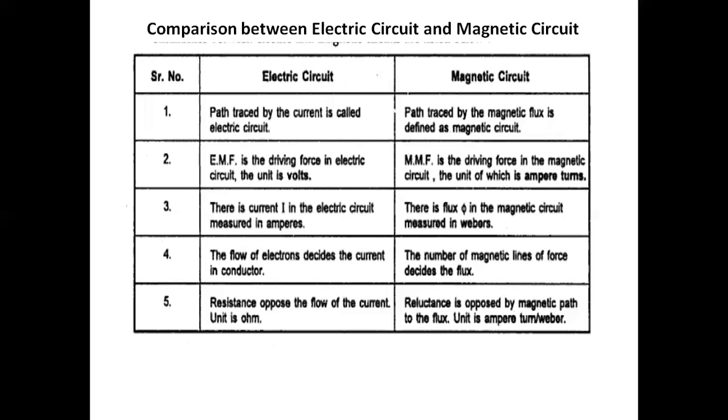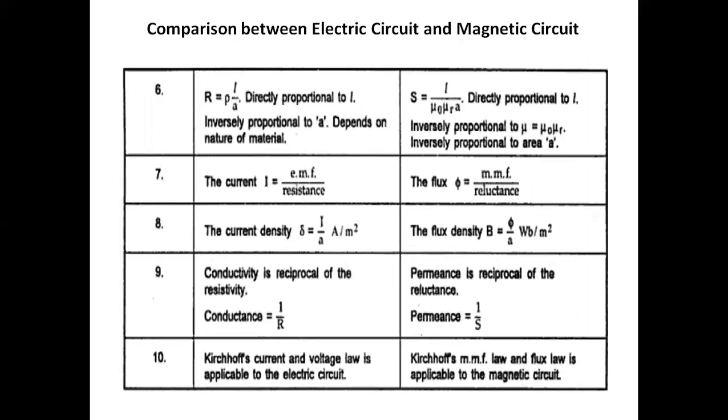Resistance opposes the flow of current, and the unit of resistance is ohm. Here reluctance opposes the magnetic path of the flux, and the unit is ampere turns per Weber. That is reluctance. Similarly, we have some more comparisons between electric circuits and magnetic circuits.